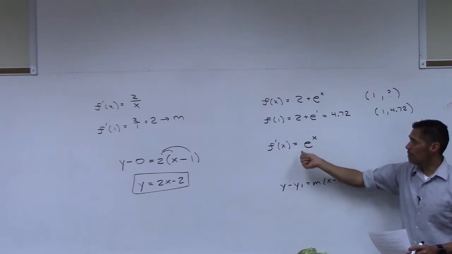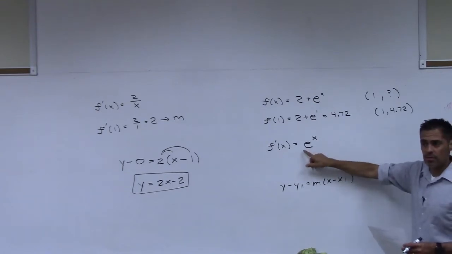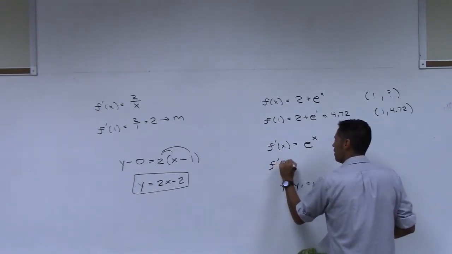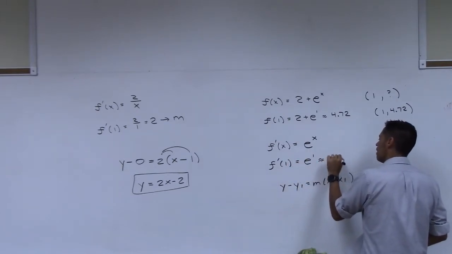And now, what do we plug into the derivative? What do we plug in? The 1, right? This is x. So we're plugging 1 into this to figure out what the derivative is. So f prime of 1 is e to the first power, which is approximately 2.72.